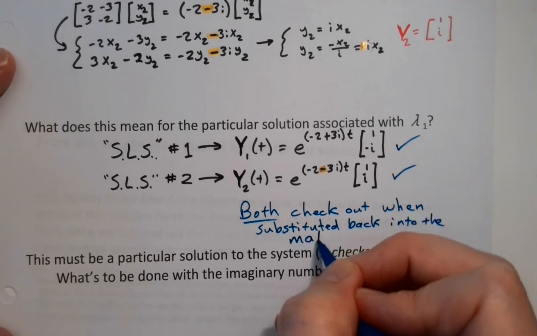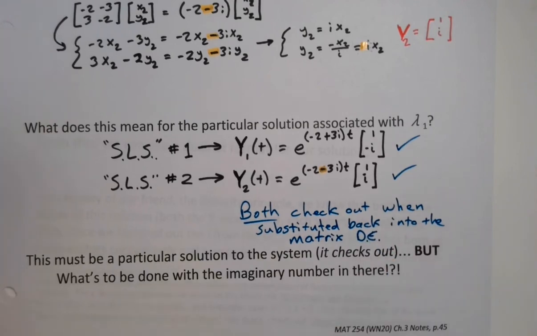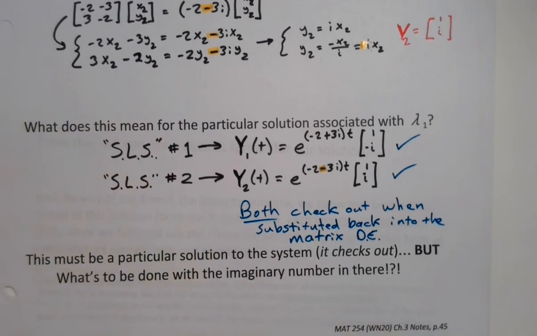Into the matrix DE. And so this is the really frustrating part, because you look at it and you think, well, how could they possibly check out? They're complex, right? Well, what happens during the process when you're plugging them back in, taking the derivative of things and multiplying things out, the complex numbers just get canceled out basically along the way. And so they kind of take care of themselves. So what do we do with that imaginary number in there? There's got to be a way to rewrite this solution.